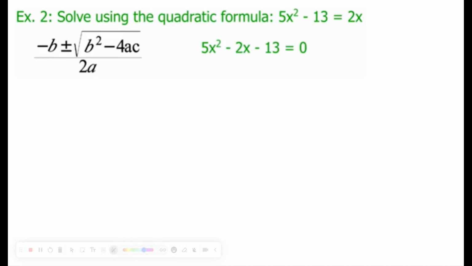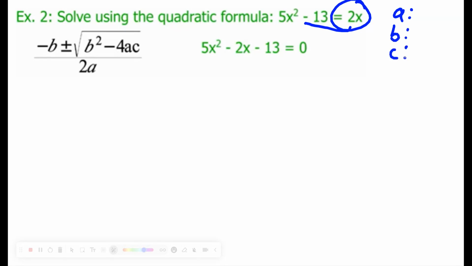We've got 5x squared minus 13 equals 2x. This 2x, we need that to equal 0, so we've got to subtract that from both sides, leaving us with 5x squared minus 2x minus 13. If we were to try factoring by grouping, we would do 5 times 13, and we're just not sure. 65, how does that get to negative 2? So what we're going to do is use the quadratic formula to solve this equation.